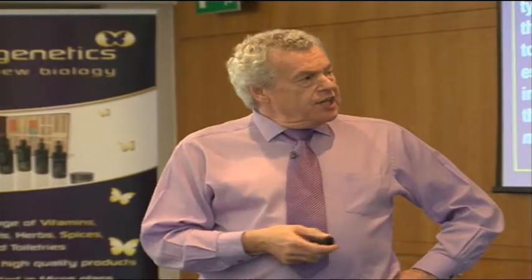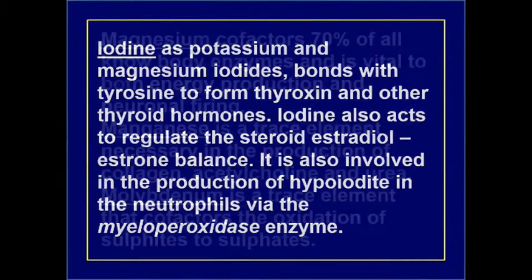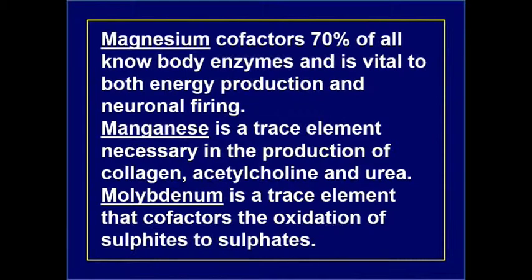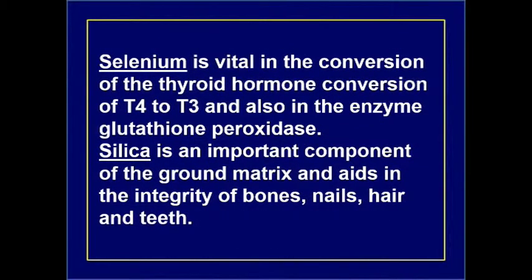Now, of the minerals in there is iodine, and we know that iodine is very important for the thyroid hormones, the balancing of the estrogens, and the myeloperoxidase enzyme in the immune system. Magnesium, which cofactors 70% of all known enzymes in the body. Manganese, which is necessary for the production of collagen, acetylcholine and urea. Molybdenum, which converts sulfites to sulfates, which we saw important in the vitamin C. Selenium, which converts T4 to T3 and glutathione peroxidase. Silica is important for the ground matrix. So these people tend to get the arthritic problems.